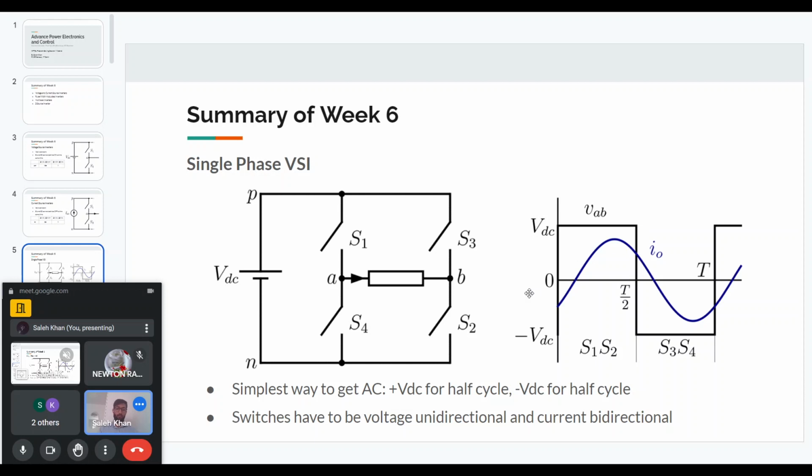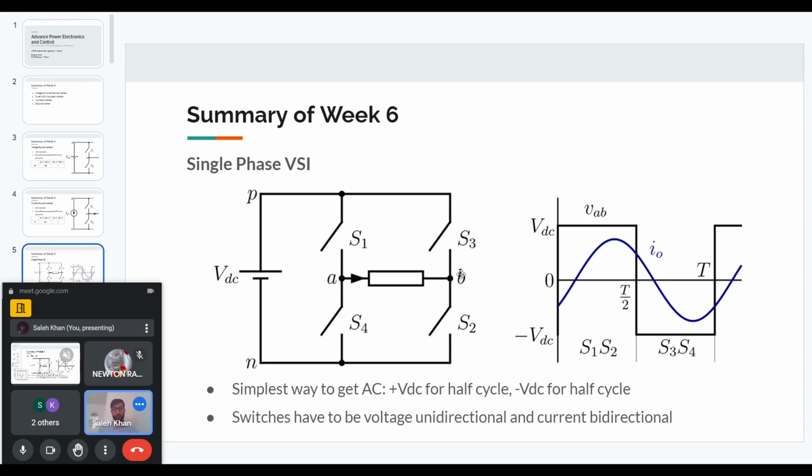And then in the next half cycle, we will turn on S3 and S4, and we will turn off the previous two switches. By turning on S3 and S4, point A is now connected to the negative terminal and point B is connected to the positive terminal. So we get negative voltage across the load. In this way, we get an AC voltage at the output, which is a square wave. This is the simplest way to do it.